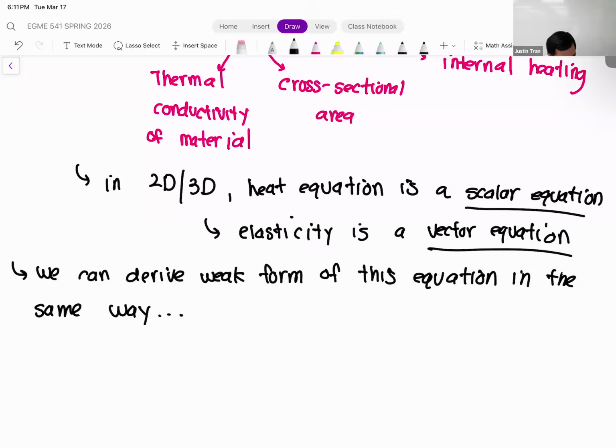Now with the weak form, one thing that we can do that's really interesting is we can do what's called an approximate solution to our weak form equations.